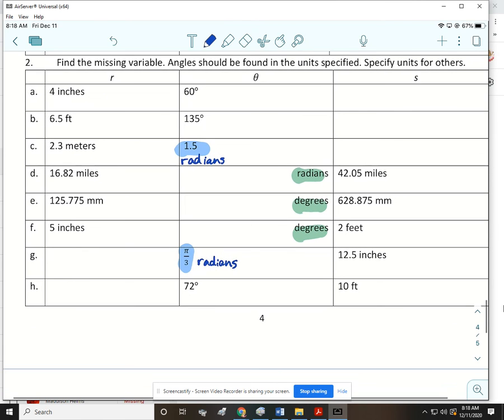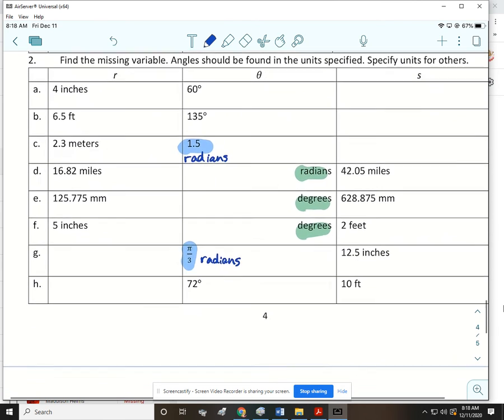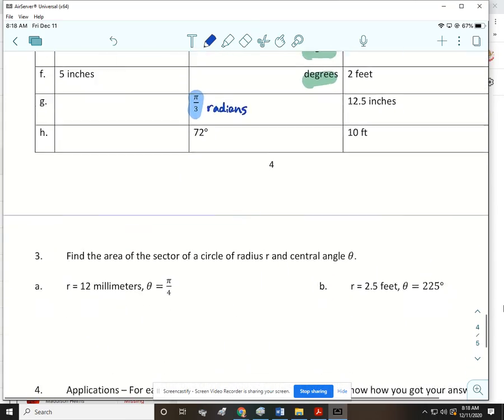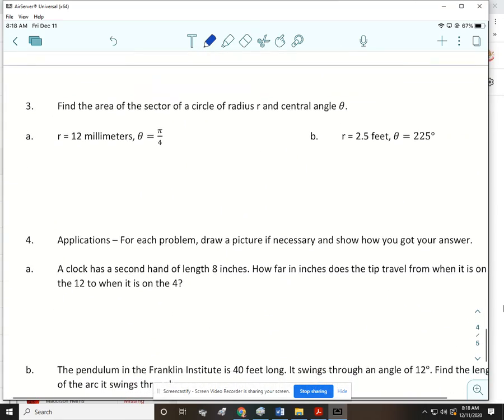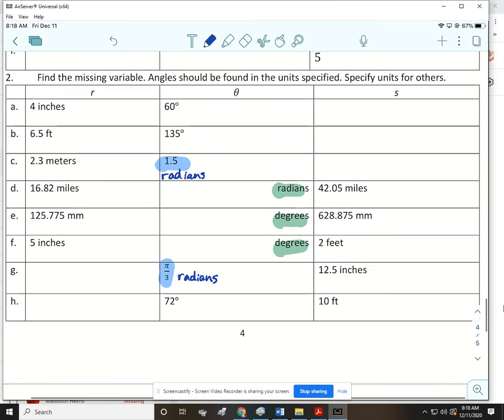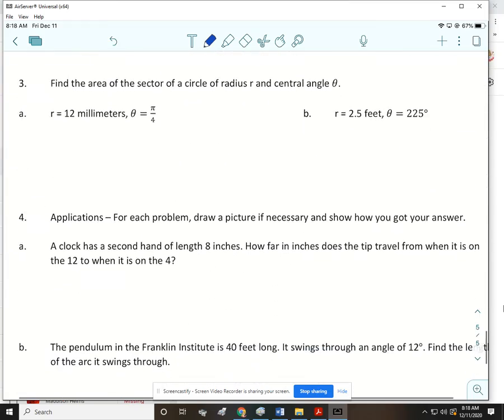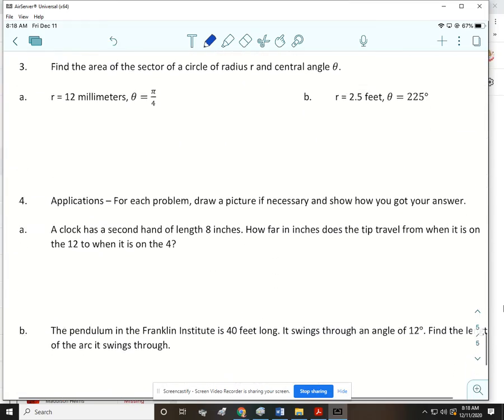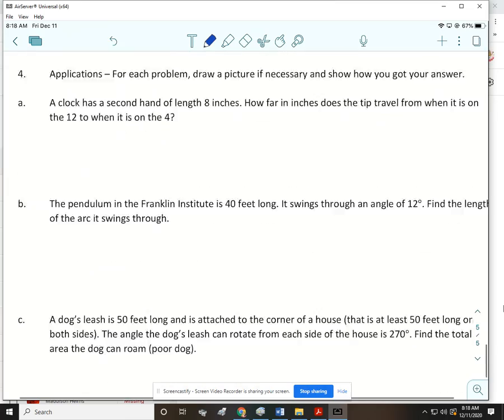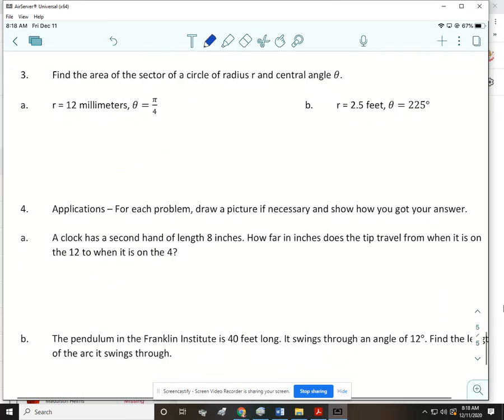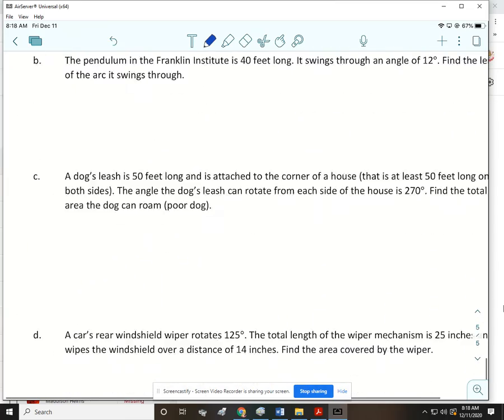All right. And also be careful on F. So pay attention to the units on F. All right. And also on this theta column, if the angle is not already in radians, just go ahead and use this space to change it to radians. That's what I would do. That's what I did when I worked it out. Okay. And then also finish page 5. So it's doing a couple of area of sector problems and then some application.